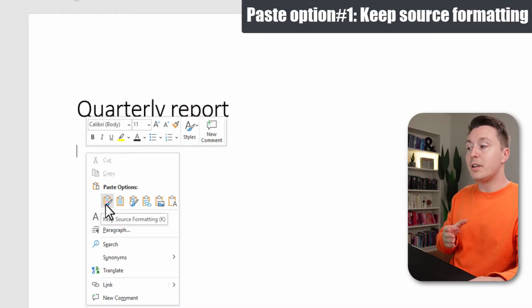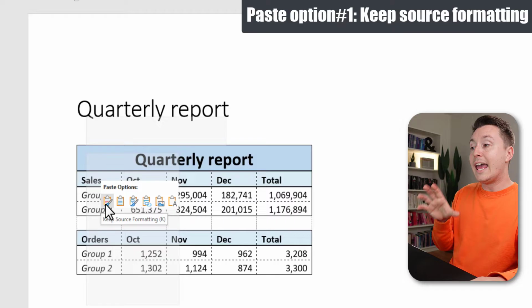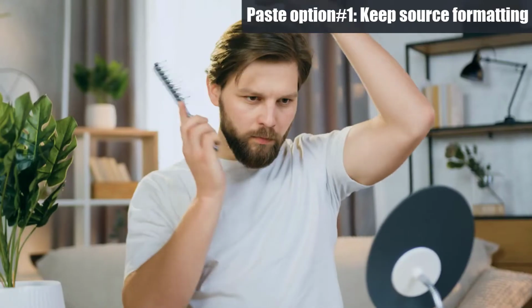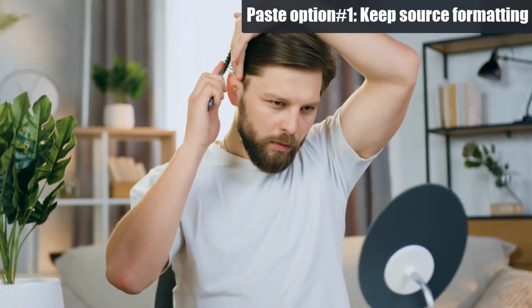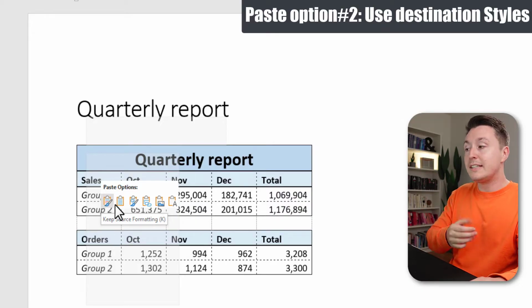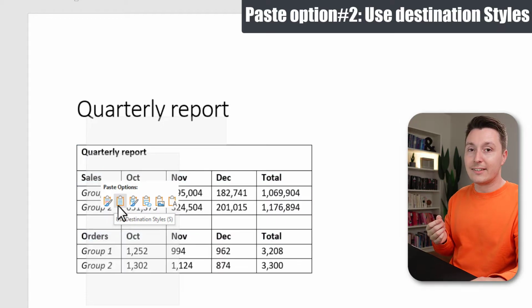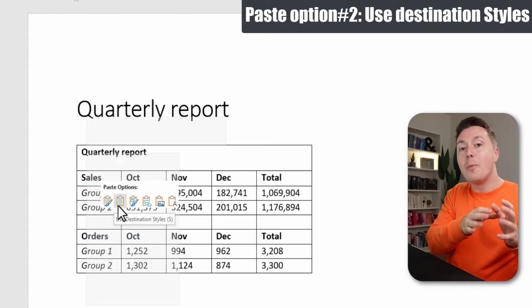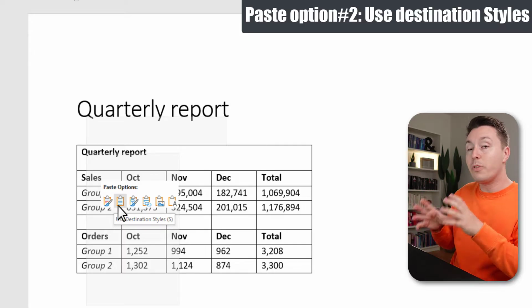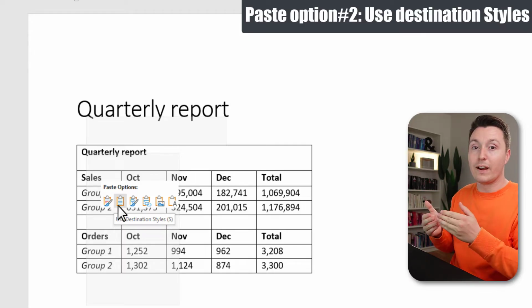So the first option is to paste the data and keep the source formatting. The source formatting is the looks of your Excel data, so the looks are transferred into Word when you choose this option. The next option is use destination styles. And that means that instead of copying the formatting from the Excel sheet, you leave that and just go with the formatting you had in the Word file.